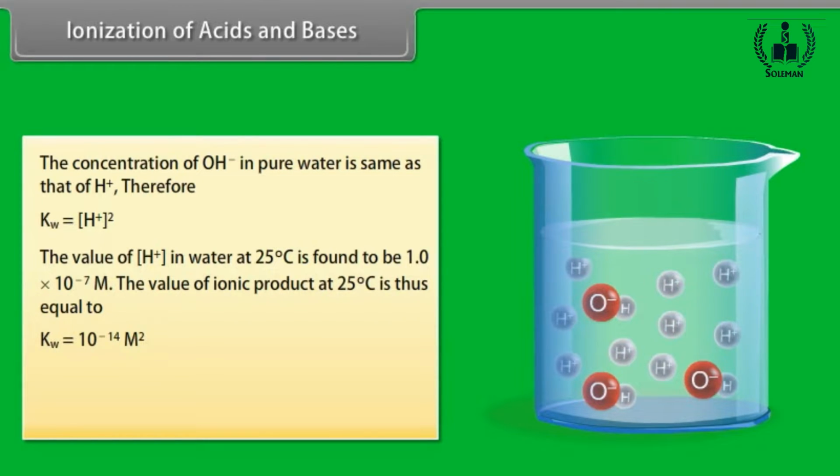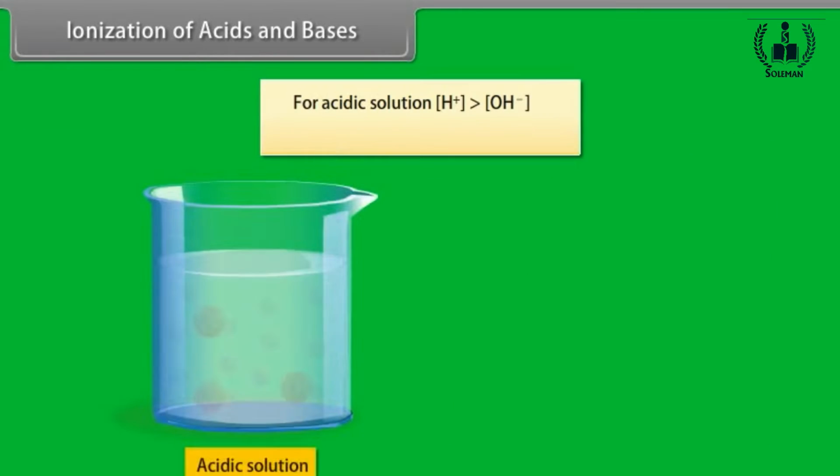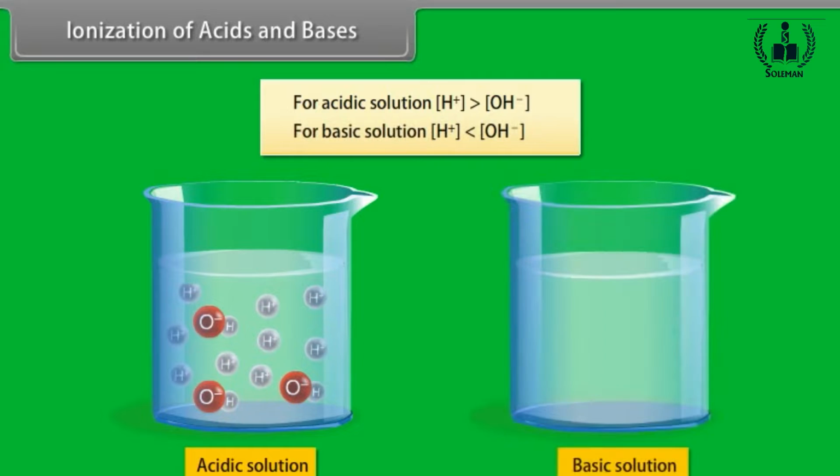M square. From equation 1, for neutral solution, concentration of H+ is equal to concentration of OH- is equal to square root of Kw. For acidic solution, concentration of H+ is greater than concentration of OH-. For basic solution, concentration of H+ is less than concentration of OH-.